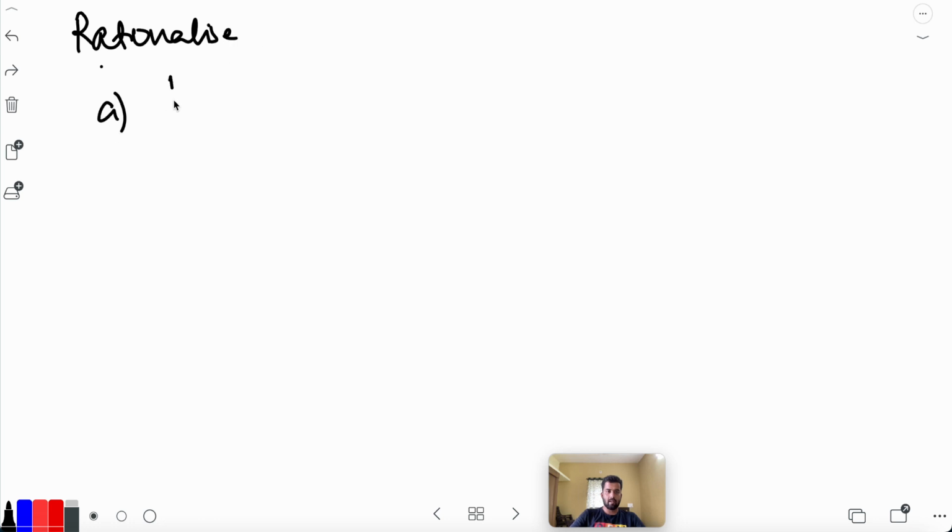Let's take an example. Assume we have 1 by root 7. See, rationalization means what? In the denominator it is in root value, right? We have to exclude that root value, that's all. So how to exclude it?